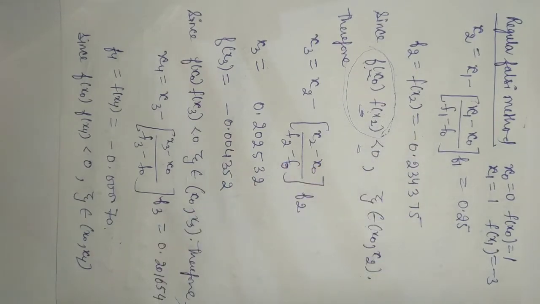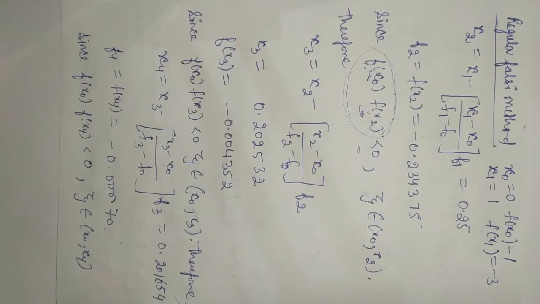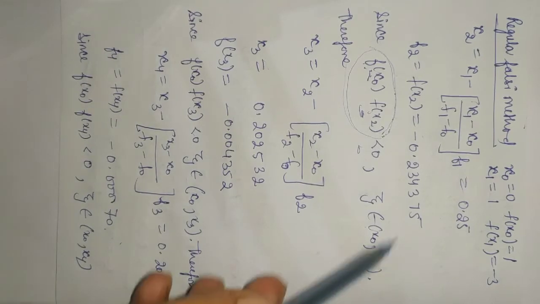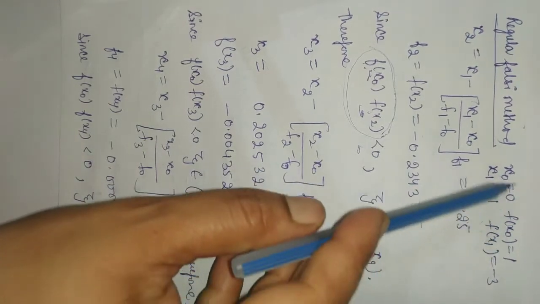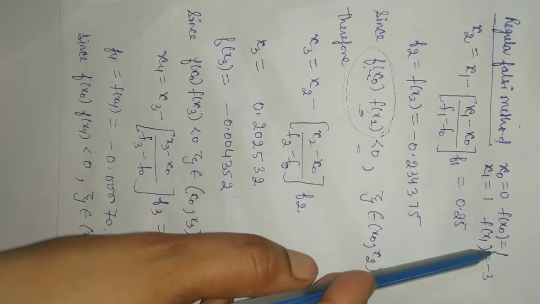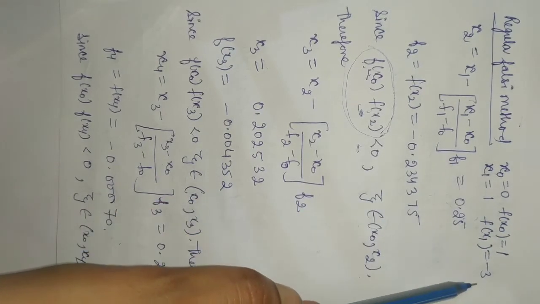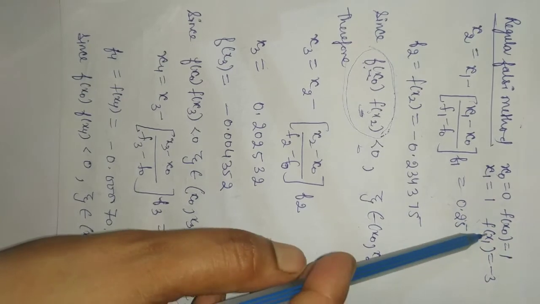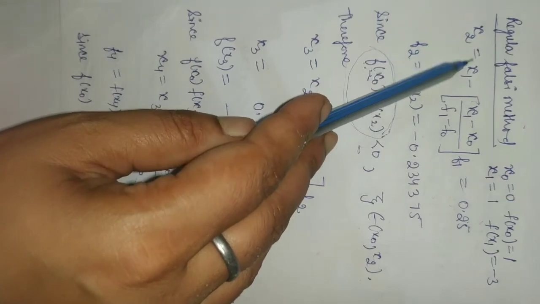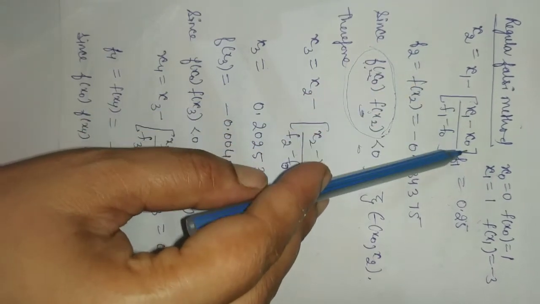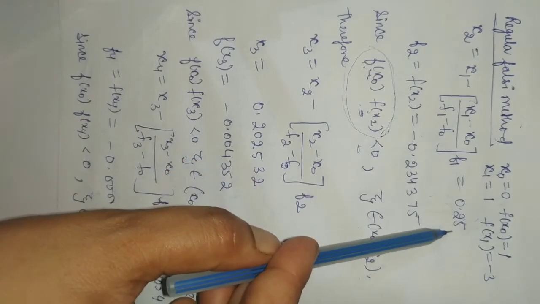ओके, जैसे कि हमने रेगुलर फॉल्सी के बेसिक मेथड में सीखा था, तो यहाँ पर हमारे पास स्टार्टिंग पॉइंट्स तो सेम ही रहेंगे। x नॉट इज इक्वल टू 0, f of x नॉट इक्वल टू 1, x1 इज इक्वल टू 1, f of x1 इज इक्वल टू -3. देन वी कैलकुलेट द फर्स्ट इटरेशन x2 which is equal to x1 minus x naught f1 minus f naught into f1 which is equal to 0.25.